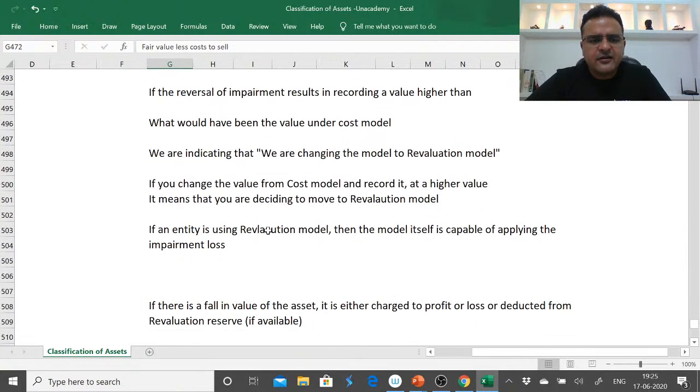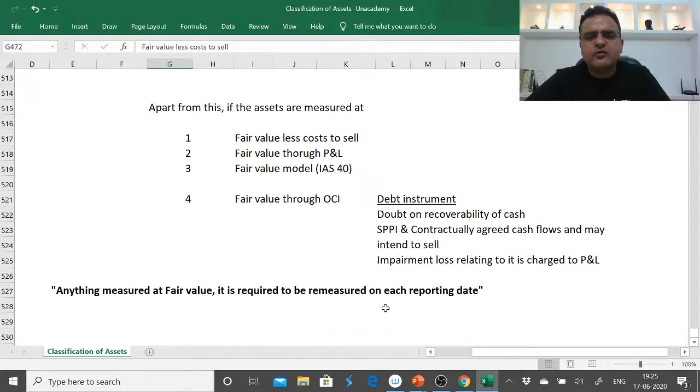So my statement: anything measured at fair value is required to be remeasured on each reporting date. So this asset will be remeasured on each reporting date at fair value less cost to sell. Any difference will be taken care of. If it is materially different from the value recorded in the financial statements, the difference will be taken to the profit or loss account.